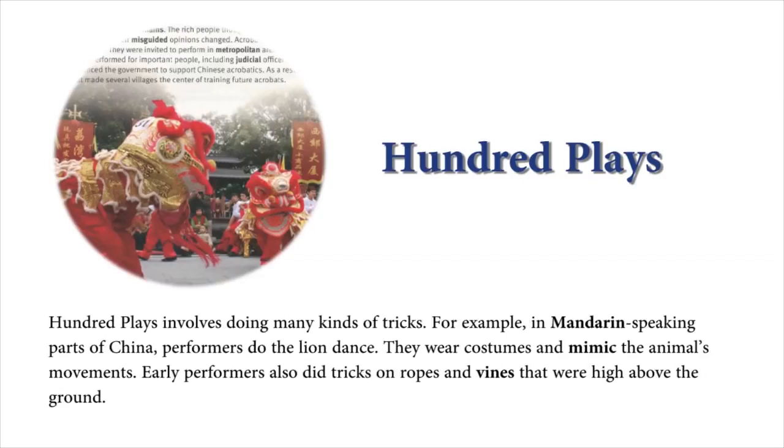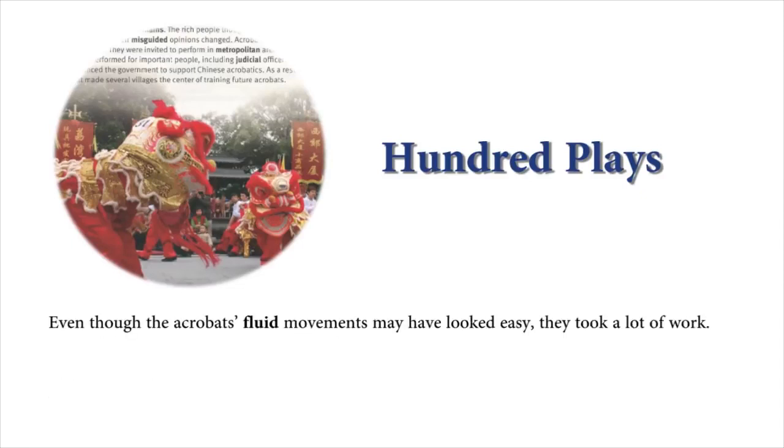100 plays involves doing many kinds of tricks. For example, in Mandarin-speaking parts of China, performers do the lion dance. They wear costumes and mimic the animal's movements. Early performers also did tricks on ropes and vines that were high above the ground. Even though the acrobats' fluid movements may have looked easy, they took a lot of work.